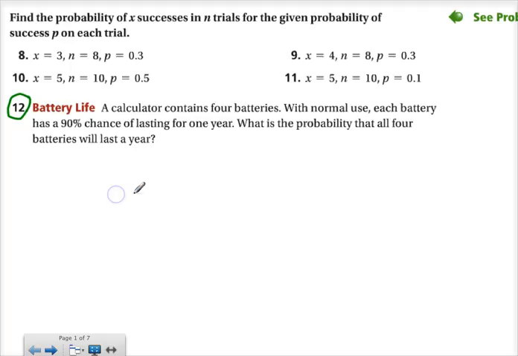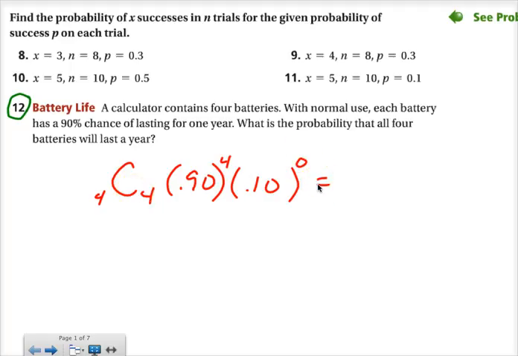So we start with our combinations to count up how many possible ways there are to do this. So all 4 batteries will last a year. Well, that means out of the 4, we want all 4 to last. And the probability that they're going to last is 90%. So that's going to happen 4 times. But if the probability they're going to last is 90%, that means the probability that they're going to fail or not last is 10%.